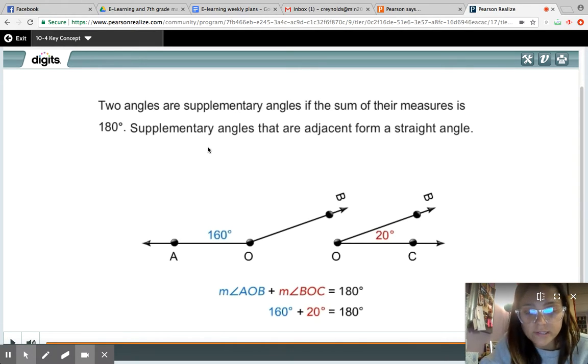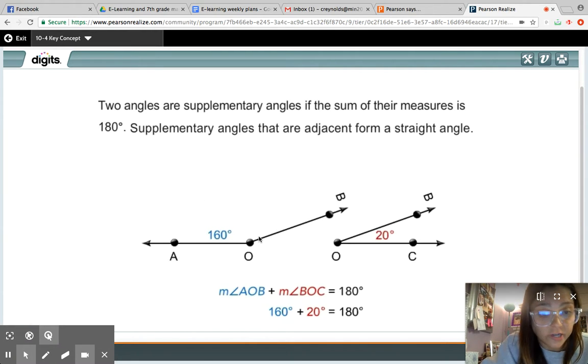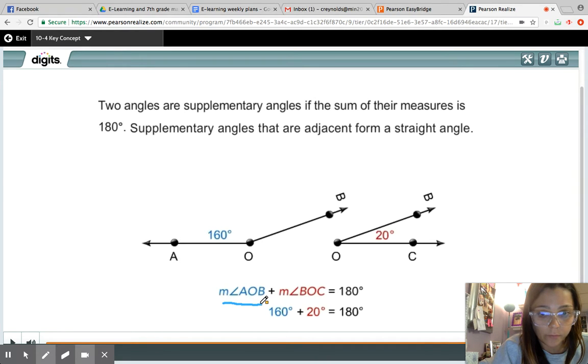So, to sum up what he said, supplementary angles, when added together, equal 180 degrees. So we learned last week complementary angles equal 90 degrees, supplementary angles equal 180 degrees. The angles can be adjacent, meaning connected where they share a vertex and a side, or they can be two separate angles. But as you see, when added together, they equal 180 degrees. So if we look in this example, angle AOB, which is 160 degrees, plus angle BOC, which is 20 degrees, add those two together, gives us 180 degrees, meaning they are supplementary angles.